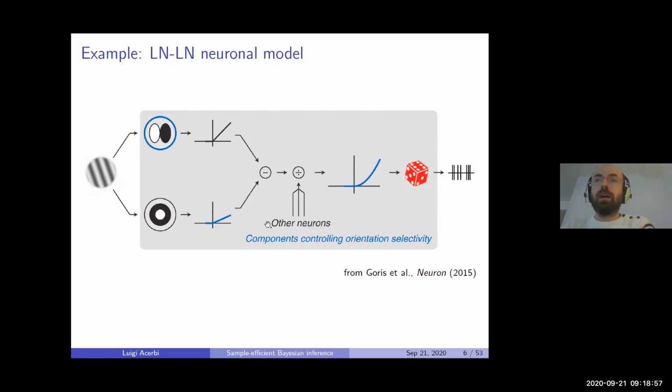So this is a kind of black box. Stuff happens, but you have this input here and you have this output, which is the number of spikes that you get from a neuron. This is an example of a model that we might be interested in, and it might be hard. It checks the boxes that I mentioned before of being expensive, etc.